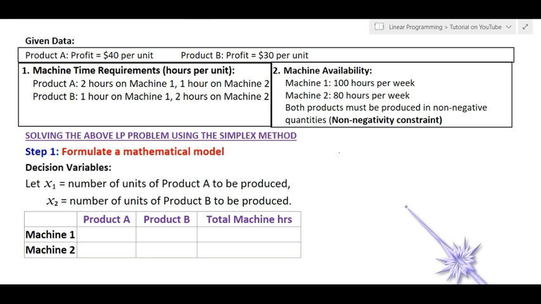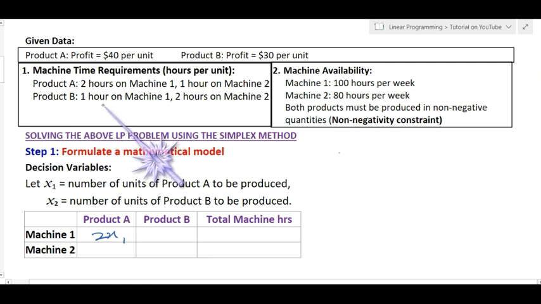So for this condition to be met, if we produce X1 units of product A, you have 2 times this, 2X1, that's on machine 1, total machine 1 hours here, and we have 1 hour on machine 1 for X2, product B. If you add all of them together, the total must not exceed 100. That's the meaning. Same thing for machine 2.